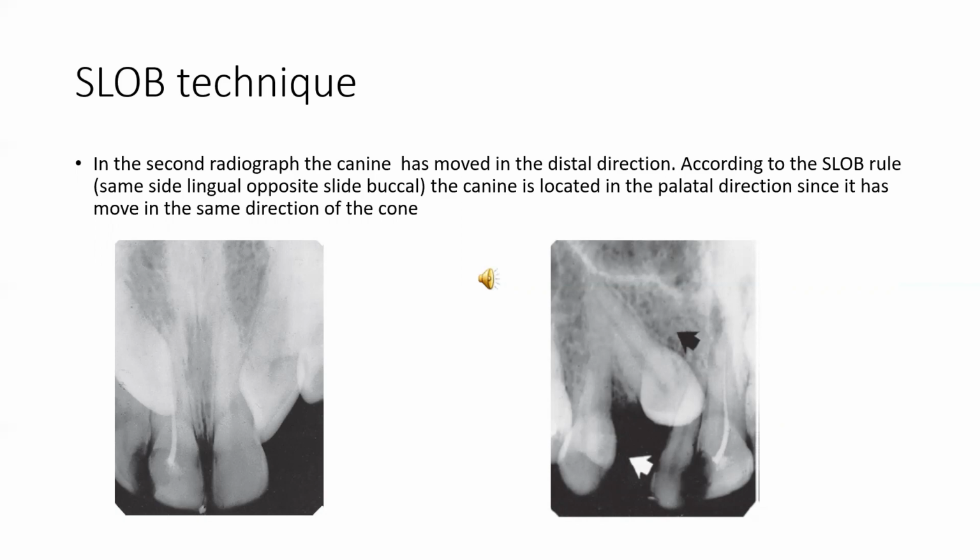And that means that by the SLOB rule, same side is lingual. That means the impacted canine is on the lingual aspect of the dental arch. So this is how you use the technique effectively to locate the position of an impacted canine.